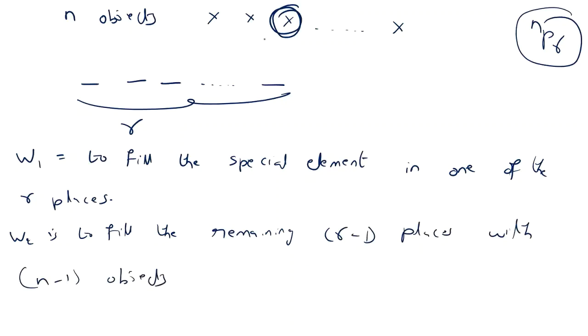So on the whole we have n objects. Out of those n objects, I am taking this special object and filling it in one of the blanks. So I will be left with only n minus 1 objects and only r minus 1 blanks. Now the number of ways of doing W2 is equal to (n minus 1)P(r minus 1).